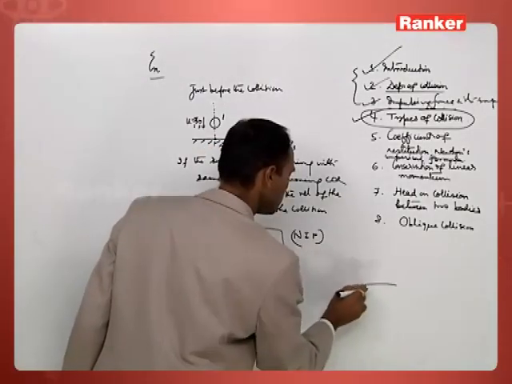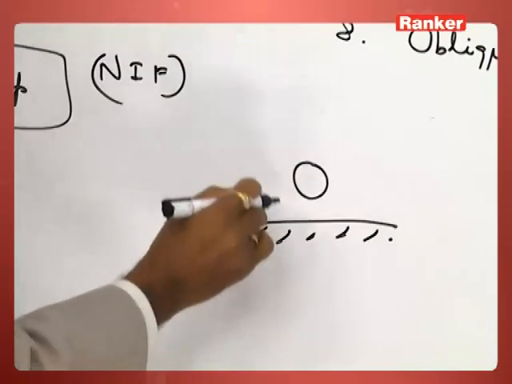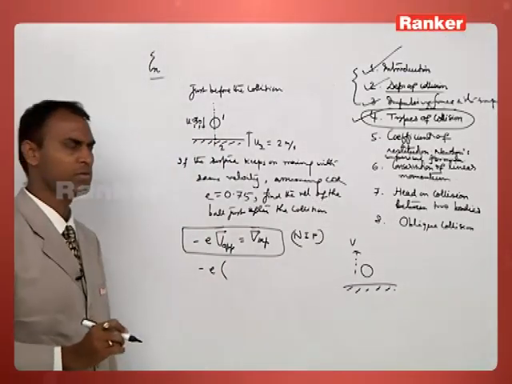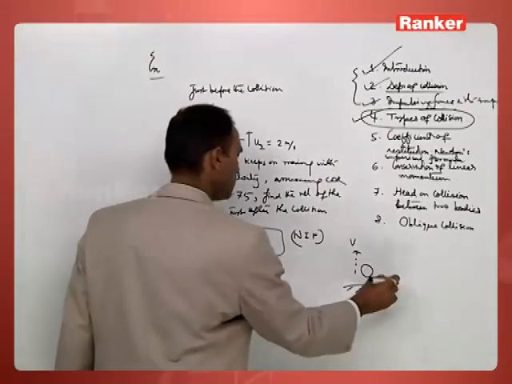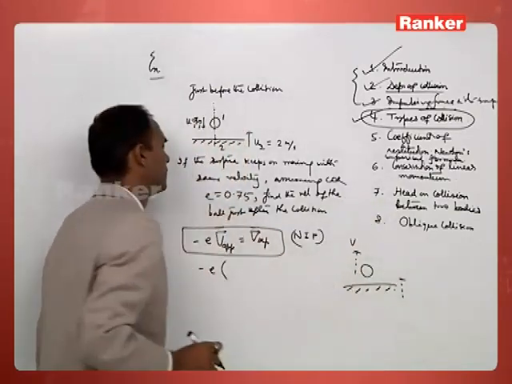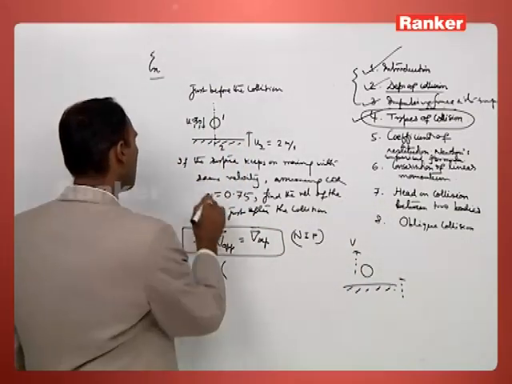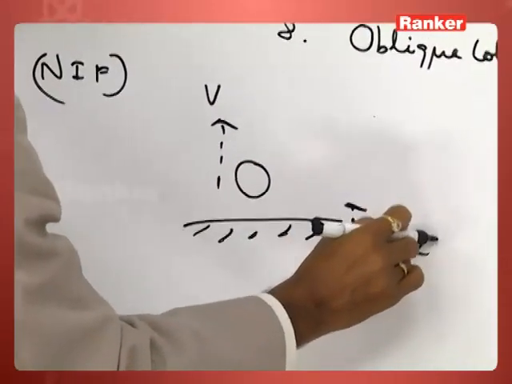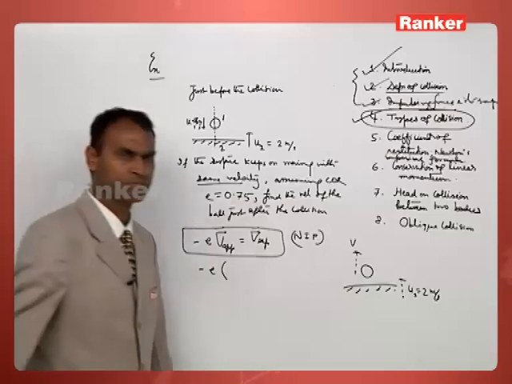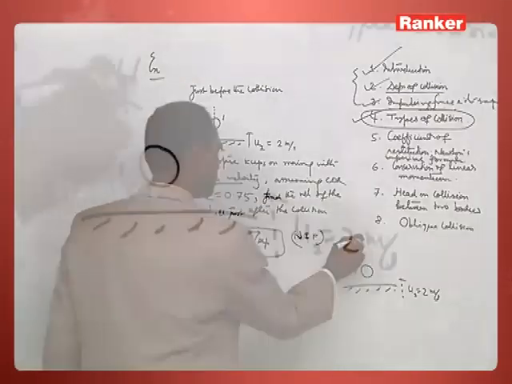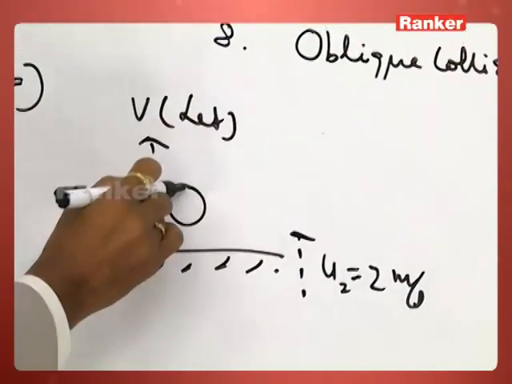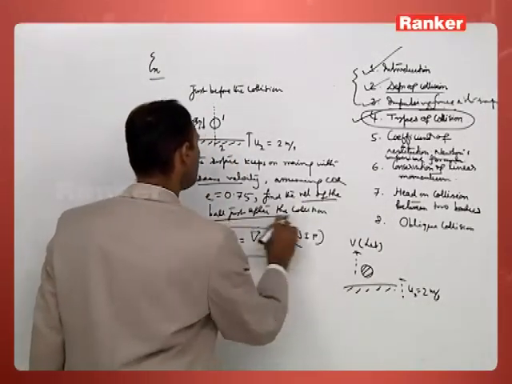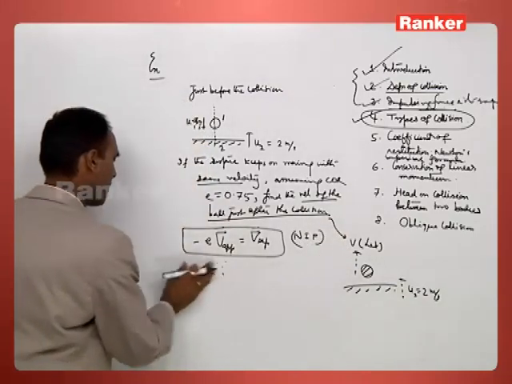Just after the collision, let the ball move with velocity v, and the ground keeps on moving with the same velocity. The velocity of the ground remains the same, that is 2 meters per second up. Let the velocity of the ball just after the collision be v. Now the velocity of approach we can calculate.